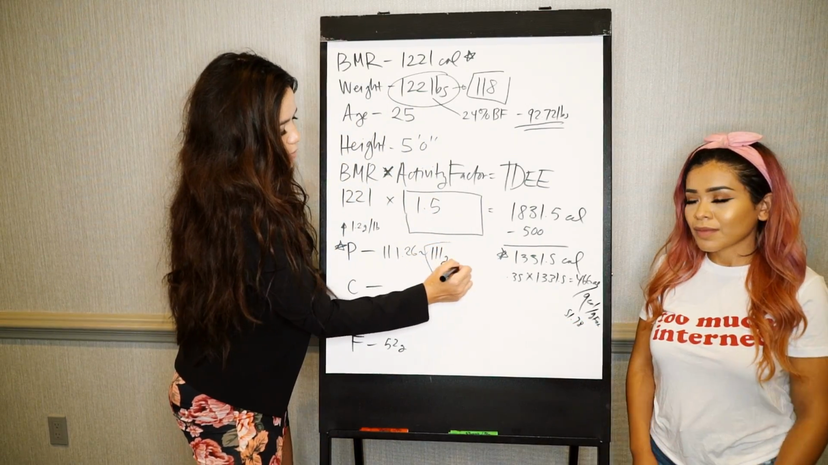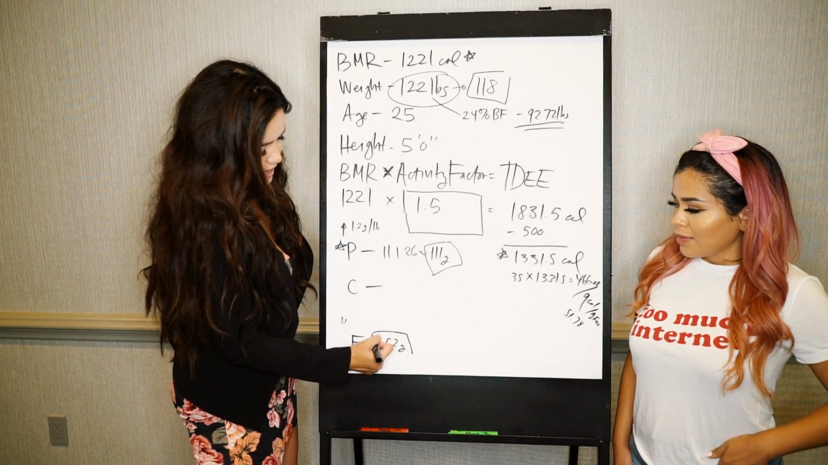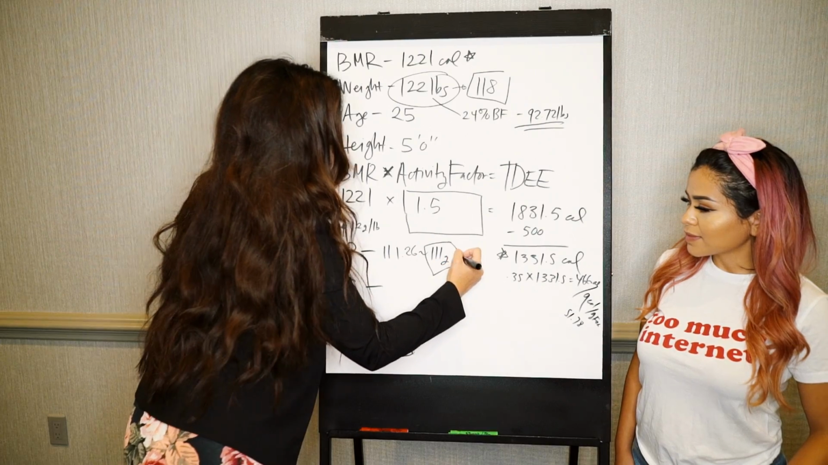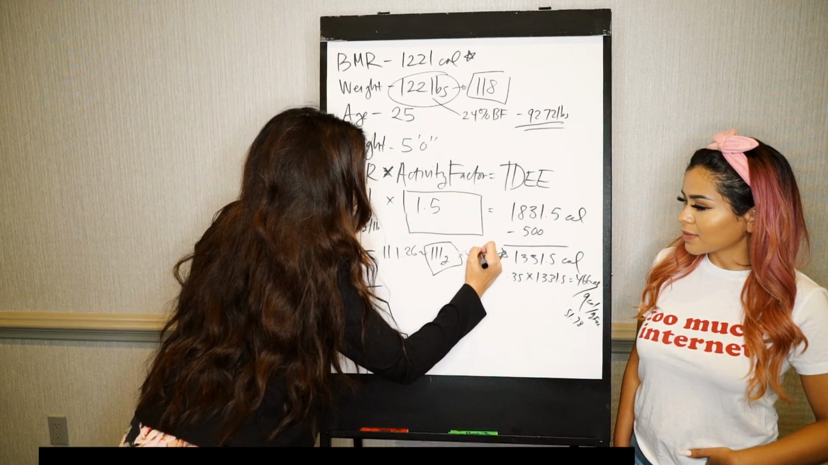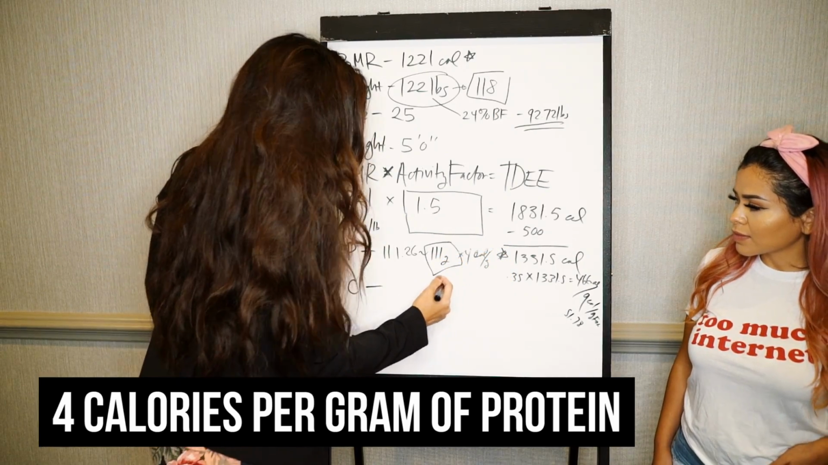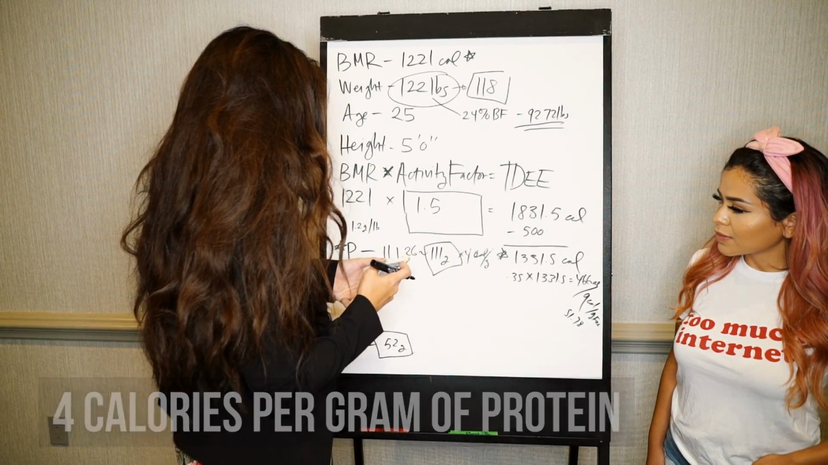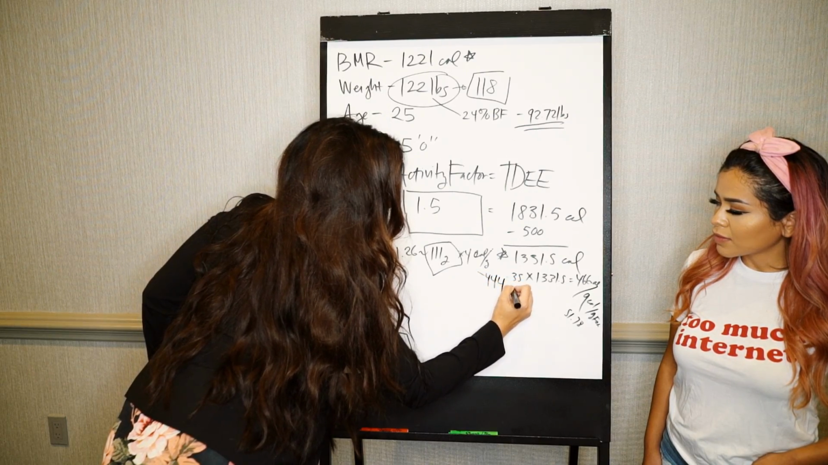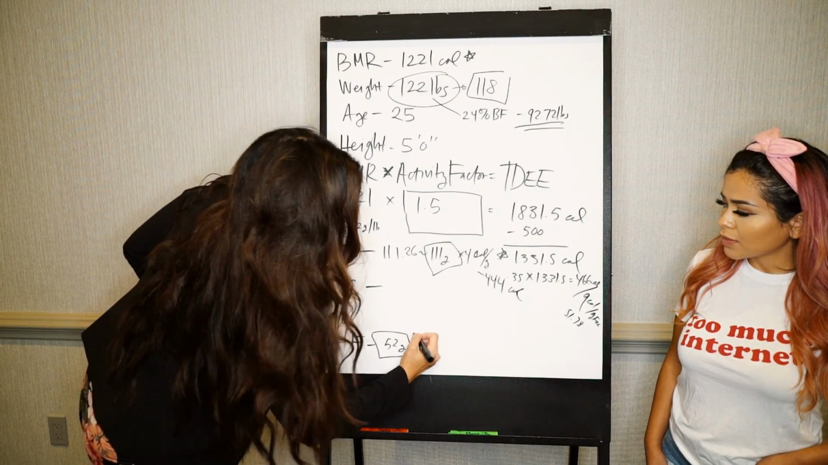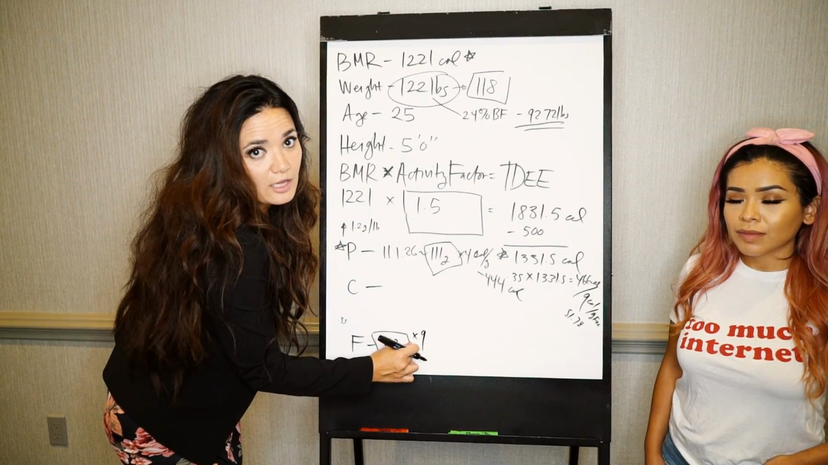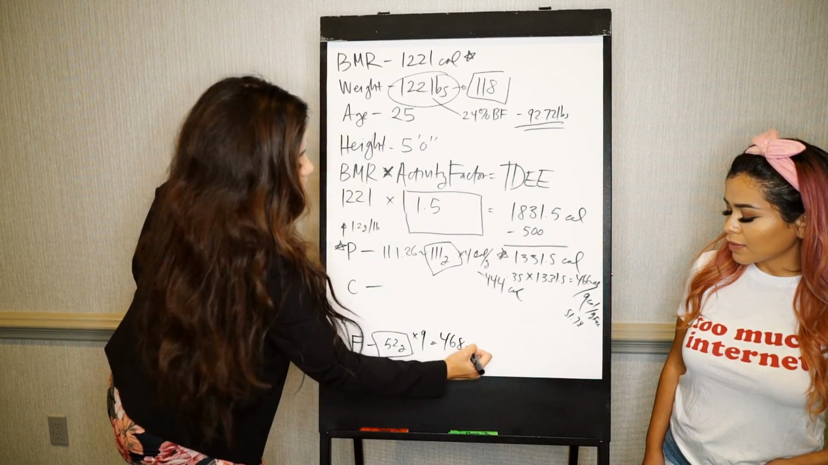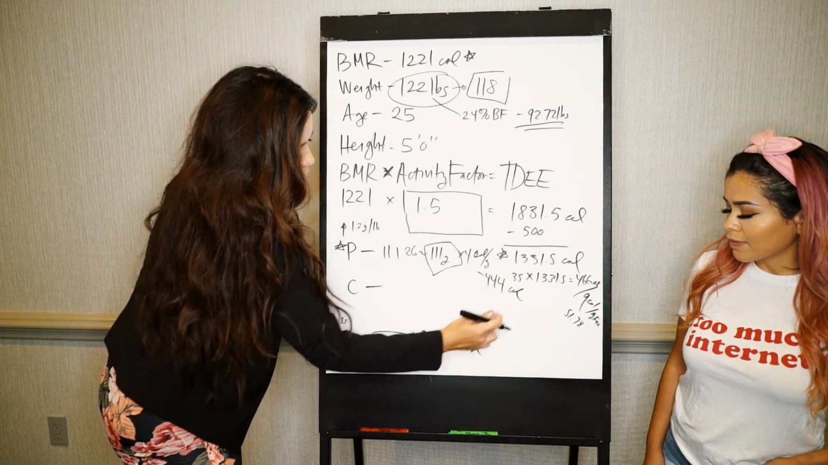So we have her protein, 111 grams. We have her fat, 52 grams. So now all we need to do is calculate her carbs. So 111 times 4, which is 4 calories per gram of protein. So what we do is there are 444 calories in protein. We have 52 times 9. We're doing this times 9 again because there are 9 calories per gram of fat. That's 468 calories.